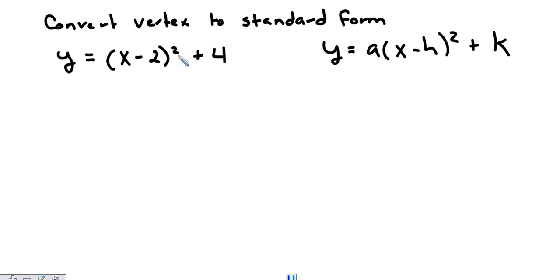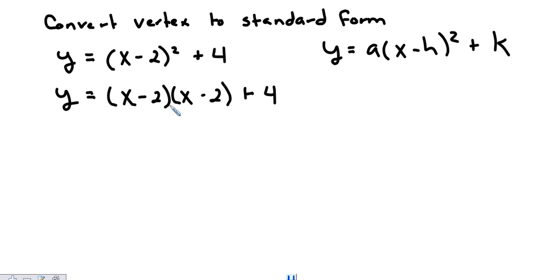Well, the first thing that we need to remember is the meaning of this 2. This 2 means that the factor x minus 2 occurs twice in the function. So now, if we rewrite that, we have y equals (x minus 2) times (x minus 2) plus 4. So what are we going to do with this (x minus 2) times (x minus 2)? Well, obviously the simplest thing to do would be to just FOIL this. And we learned FOIL a long time ago.